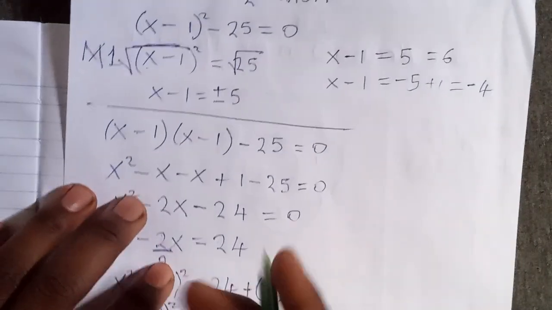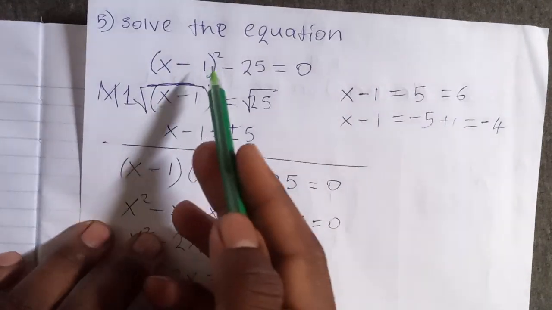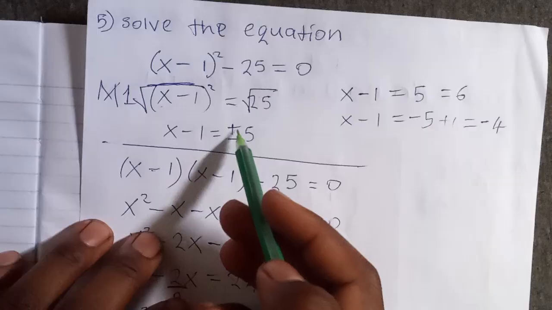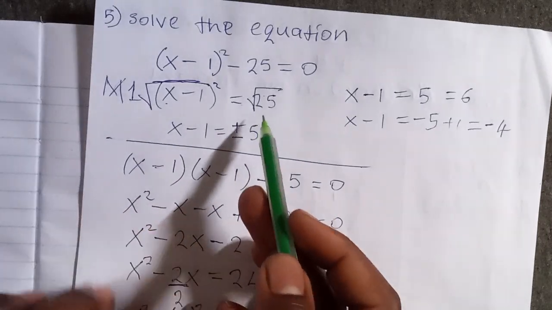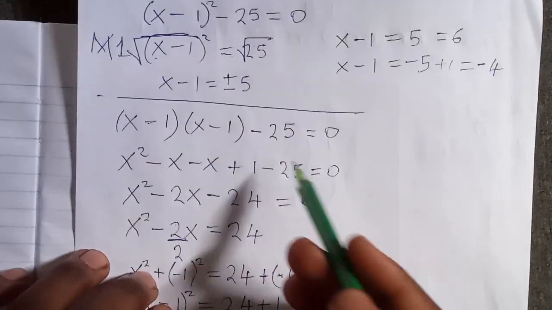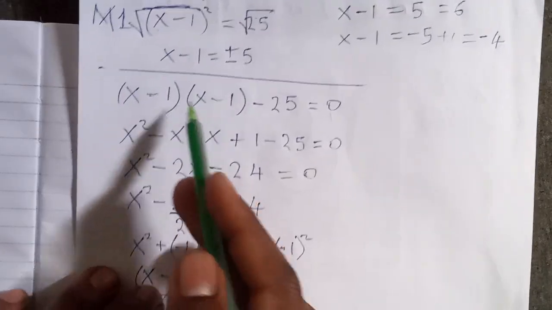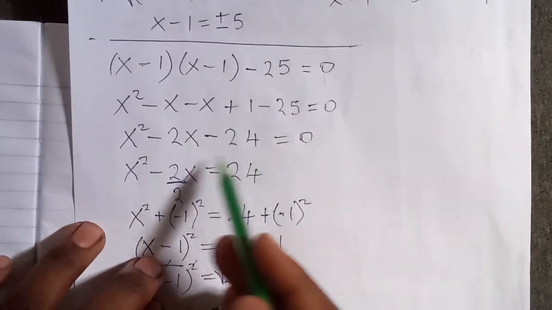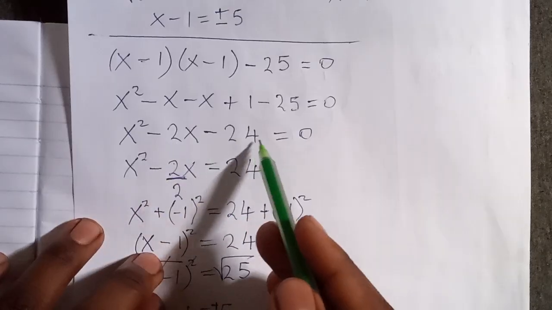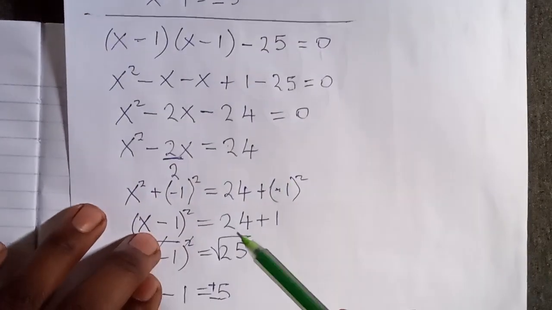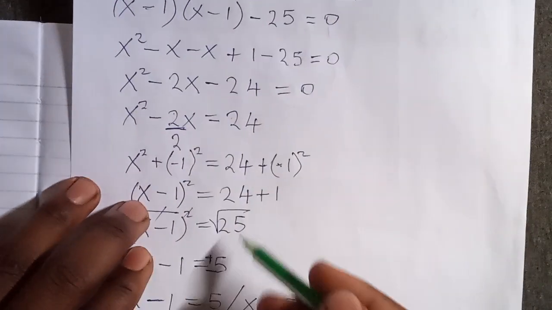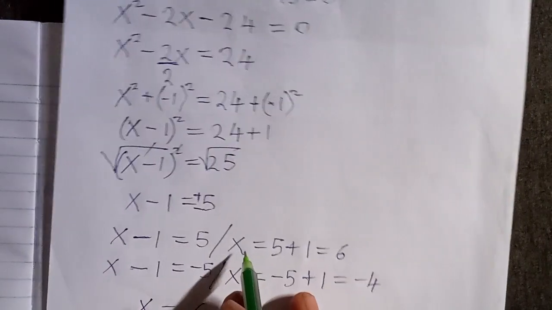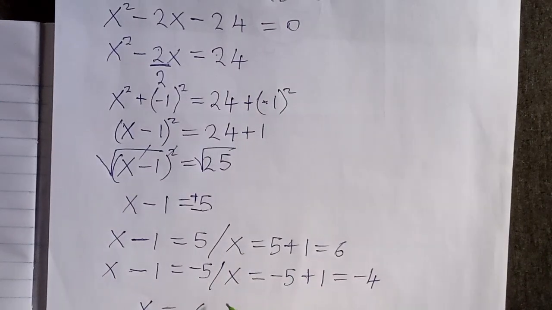So you work with the one you are comfortable with. You can either go direct to this one, you just get the square root and find the answer. But if you can't manage to do it like this, you simplify it first, you make it in the form of a quadratic equation. Then after that, you work out the quadratic equation using the method you are comfortable with.